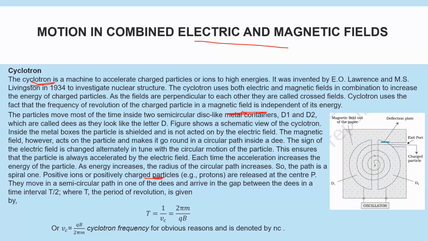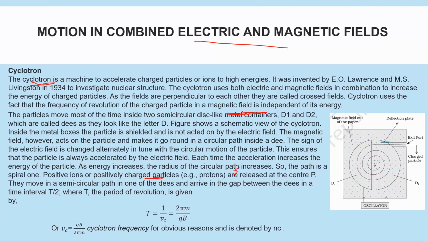And we already know that usually the electric field and magnetic field are perpendicular to each other, so they are also called crossed fields. We have already seen how the frequency and the time of revolution of a charged particle are independent of its energy. So this instrument can be used very well to accelerate particles and increase their energies. The particles move most of the time inside two containers.